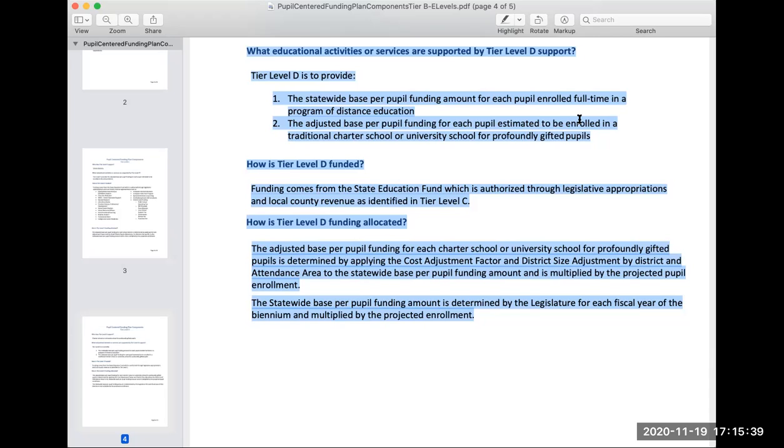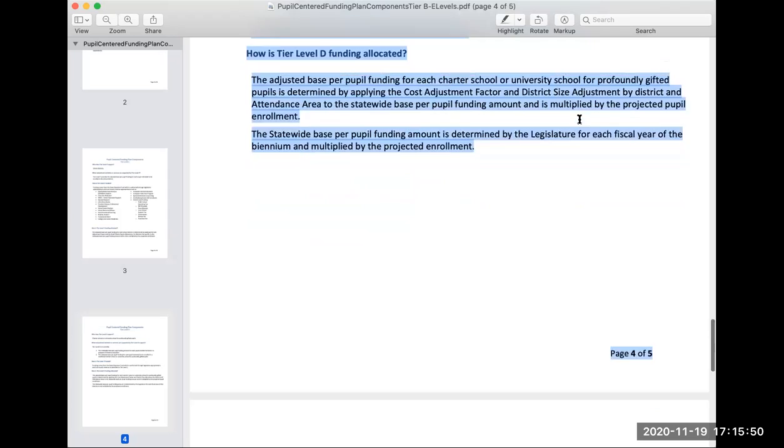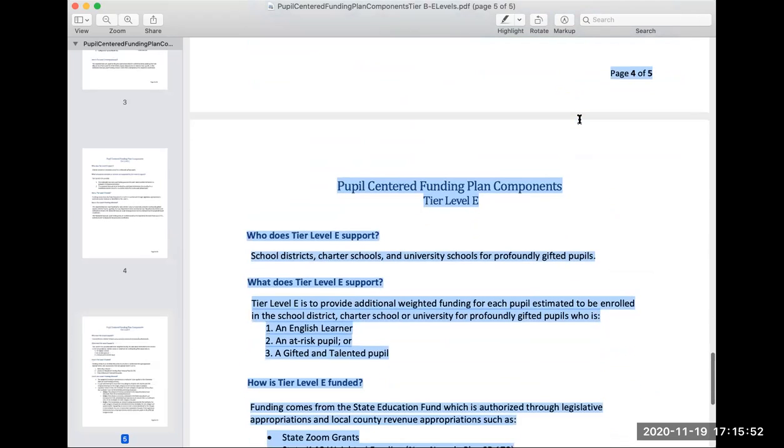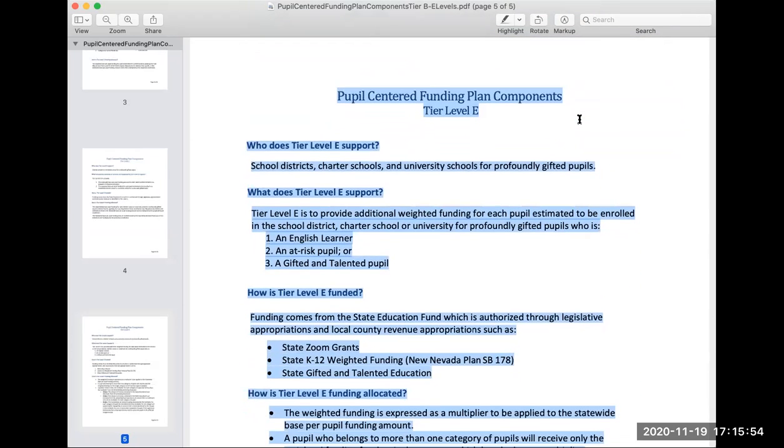How is Tier Level 500 funded? Funding comes from the State Education Fund, which is authorized through legislative appropriations and local county revenue as identified in Tier Level 100. How is Tier Level 500 funding allocated? The adjusted base per pupil funding for each charter school or university school for profoundly gifted pupils is determined by applying the cost adjustment factor and district size adjustment by district and attendance area to the statewide base per pupil funding amount and is multiplied by the projected pupil enrollment.